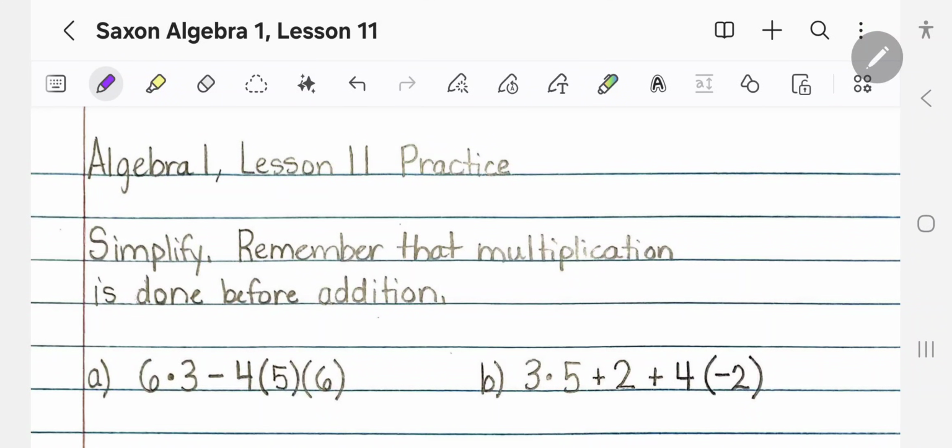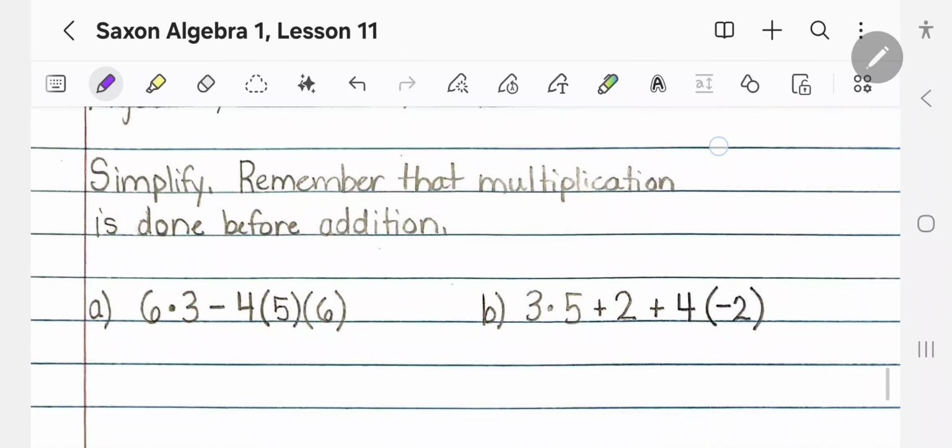This is Algebra 1, Lesson 11, Practice. Simplify. Remember that multiplication is done before addition. So let's look at A.